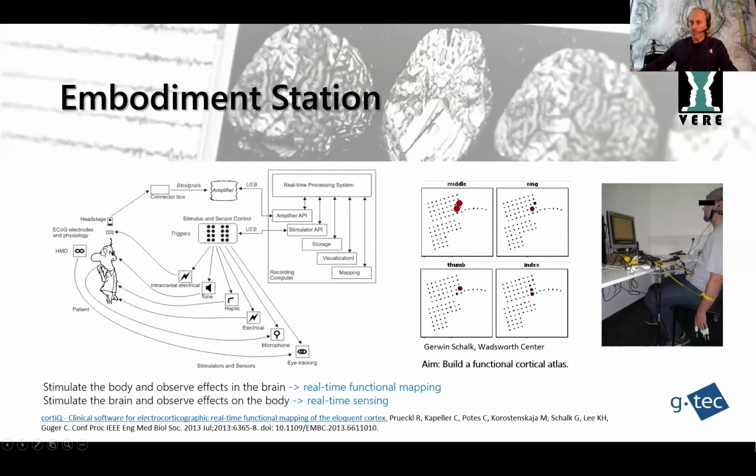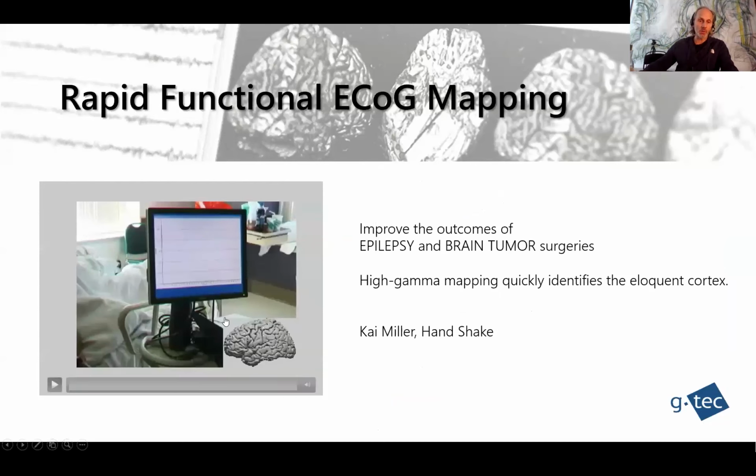Here's an example. In this case, we stimulated 4 fingers, pinky finger, ring finger, index finger, and so on, for a few seconds. And at the same time, we did the high gamma mapping. Then you can see here the red bubbles. So these 2 electrodes are responsible for the middle finger sensation. Here's the ring finger, here's the thumb, here's the index finger. So after a few seconds, we have actually identified the sensation area of the fingers. And this is something that we can do with this embodiment station.